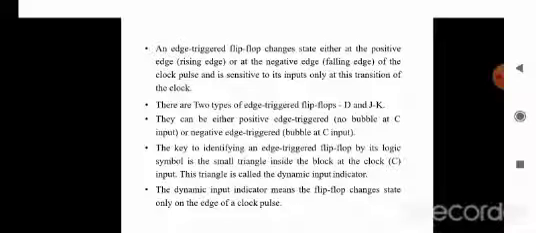The key to identify an edge triggered flip flop by its logic symbol is the small triangle inside the block of the clock, C input. This triangle is called the dynamic input indicator. The dynamic input indicator means the flip flop changes the state only on the edge of the clock pulse.